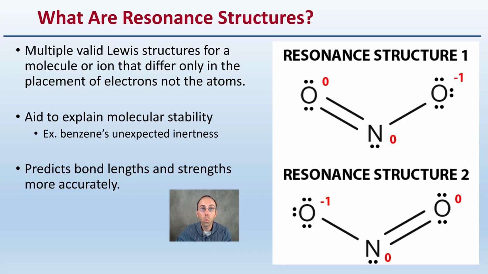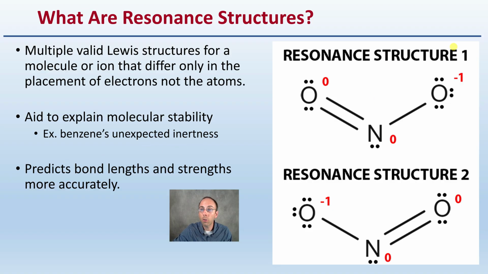All right, as promised, what are resonance structures? Well, there are multiple valid Lewis structures for a molecule or ion that differ only in the placement of electrons and not the atoms. This aids in explaining molecular stability, such as benzene's unexpected inertness, and it predicts bond lengths and strengths more accurately.